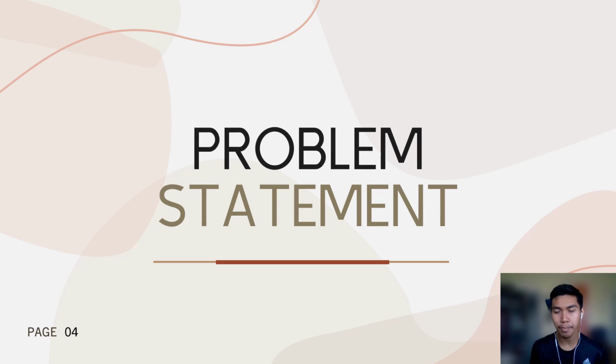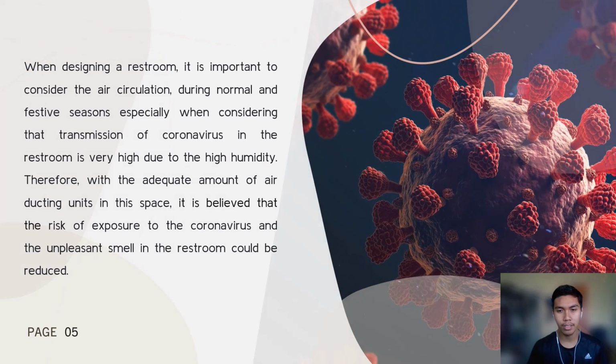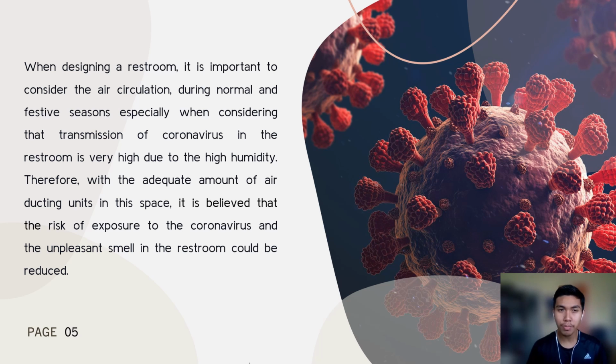First, problem statement. Restroom must require sufficient air circulation to support both normal and festive season, besides minimizing the transmission risk of coronavirus and reducing unpleasant smell. Therefore, in this research, we will identify the required air ducting unit, calculate the electricity cost, and suggest two alternatives to reduce the cost.